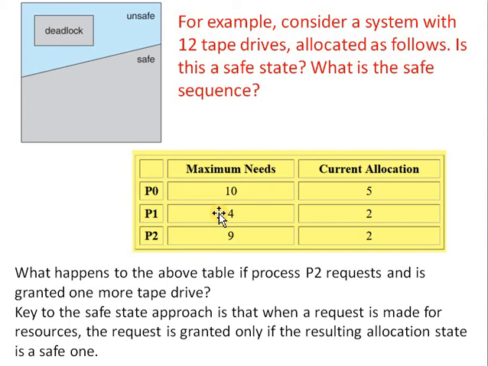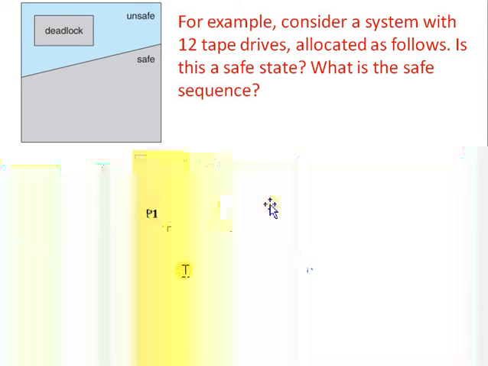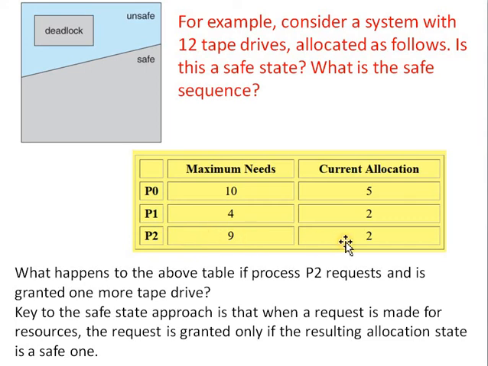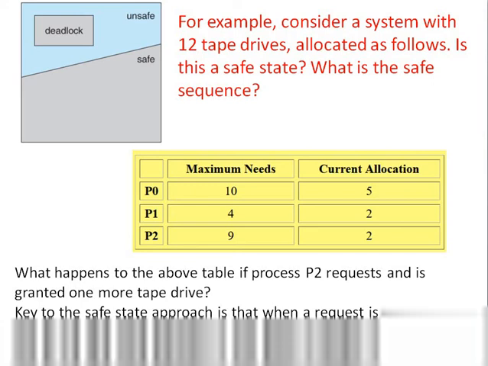Suppose that at time T0, process P0 is holding 5 tape drives, process P1 is holding 2 tape drives, and process P2 is holding 2 tape drives. Then there are 3 tape drives free, because the current allocation of these 3 processes is 9. So there are 3 tape drives free in this condition.